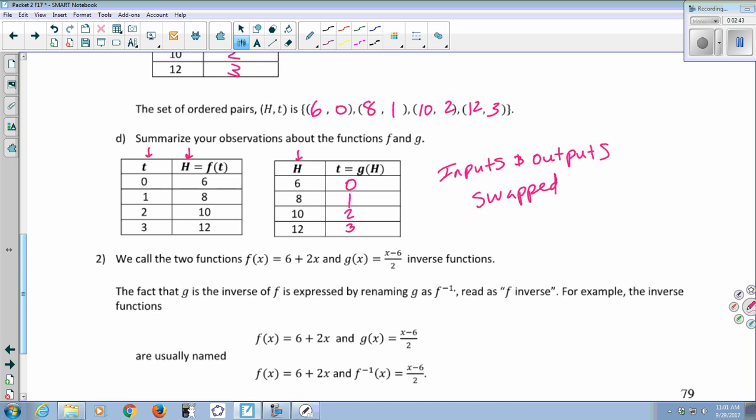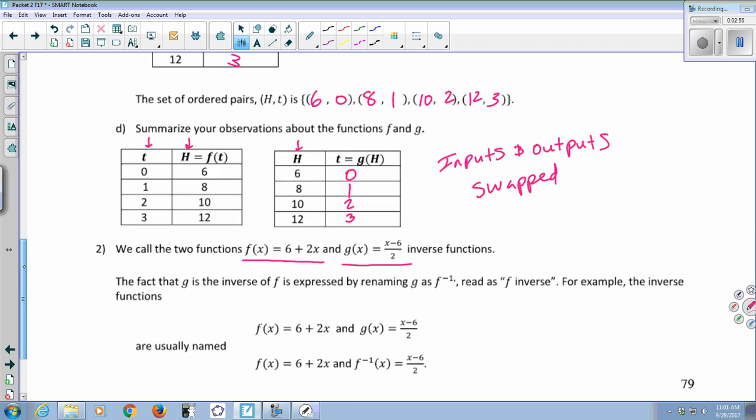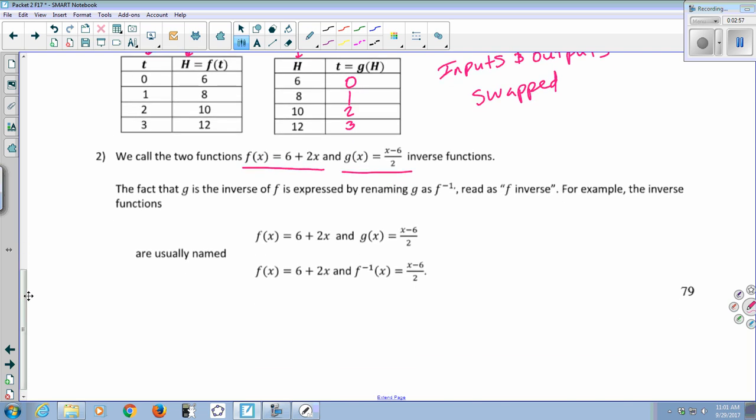We call these two functions, I'm using x now as my variable instead of h's and t's, f of x is 6 plus 2x, and g of x, which is x minus 6 over 2, we call them inverse functions. The fact that g is the inverse of f is expressed by renaming g as f inverse, right? It looks like raised to the negative 1, but you would read that as f inverse. It does not mean f raised to the negative 1. So if f of x is 6 plus 2x, f inverse of x is x minus 6 over 2.